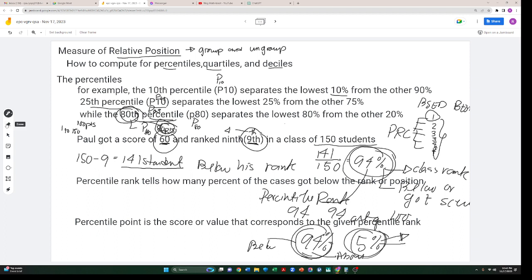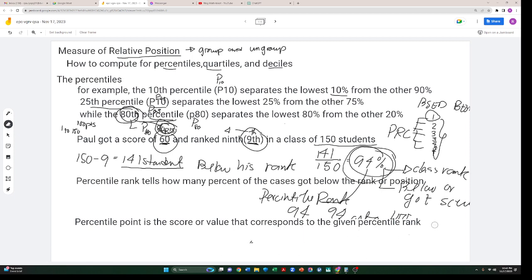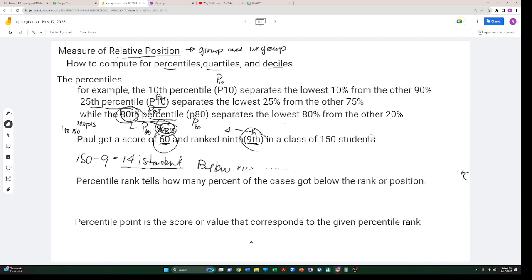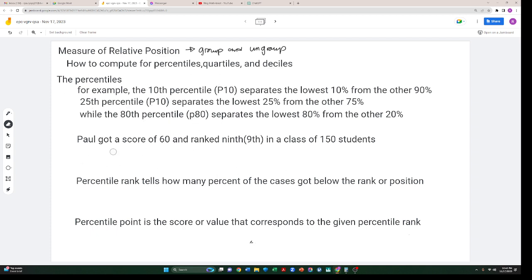So, i-erase na nako ni para dili kayo ugaw. So, nasabtan no ang pasabot ana kanang percentile rank. Okay? So, example, percentile rank tells how many percent of the cases got below the rank or position. Again, percentile rank tells how many percent of the cases got below the rank or position.